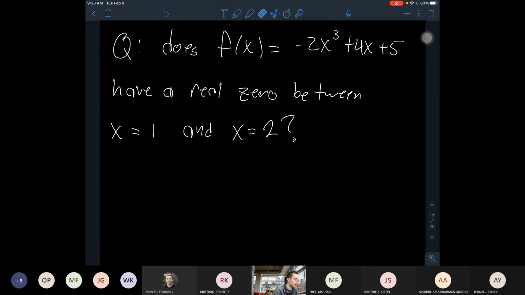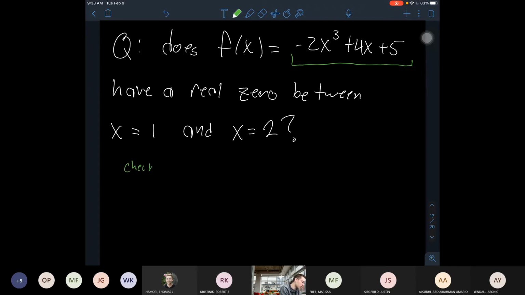They're not asking us to find the zeros. They're not asking us to factor this. In fact, with the current tools that we've equipped ourselves with this semester, we wouldn't even know how to factor that. You'd have to use something like synthetic division, which we haven't talked about. So we don't actually know how to find the zeros of this thing, but we can use the intermediate value theorem to determine that there is or is not a zero between x equals 1 and x equals 2.